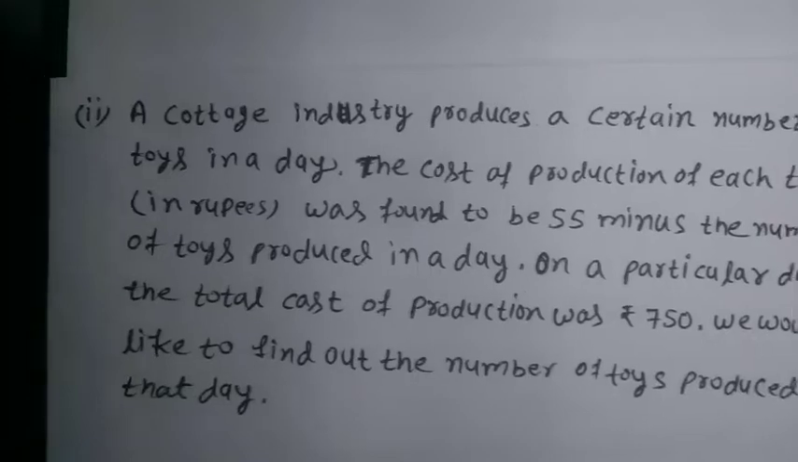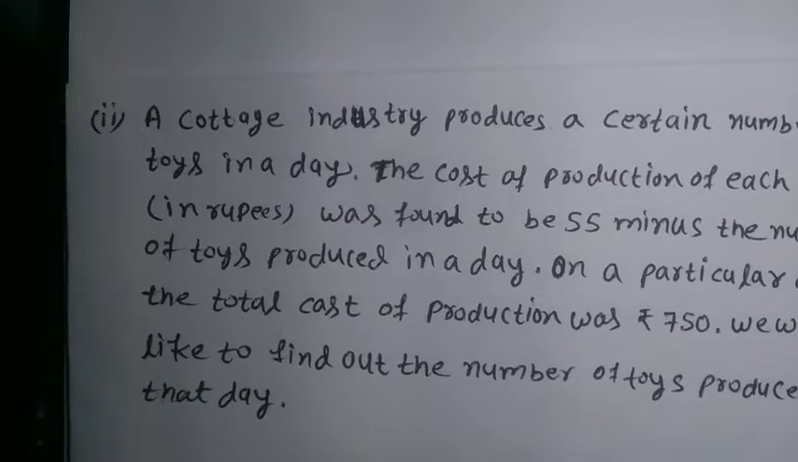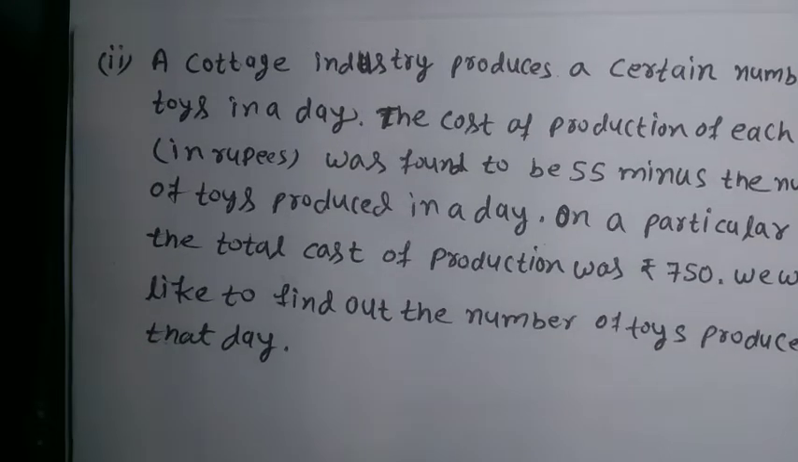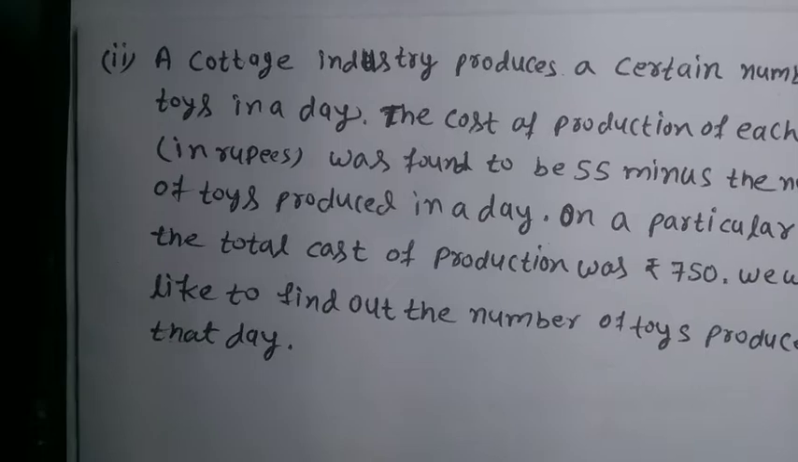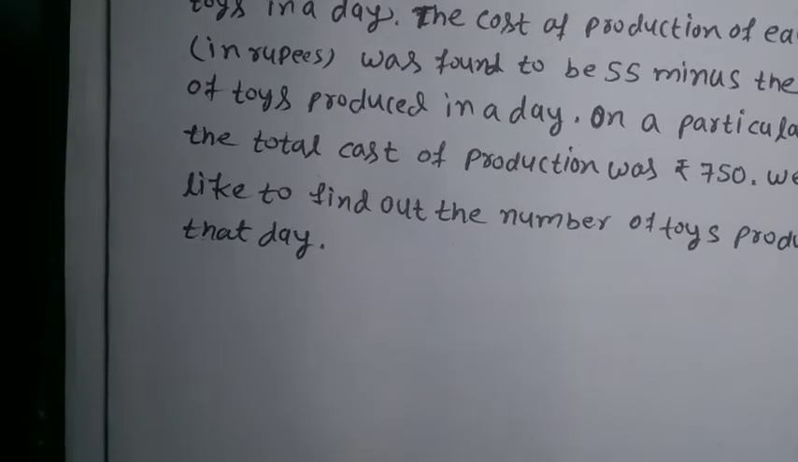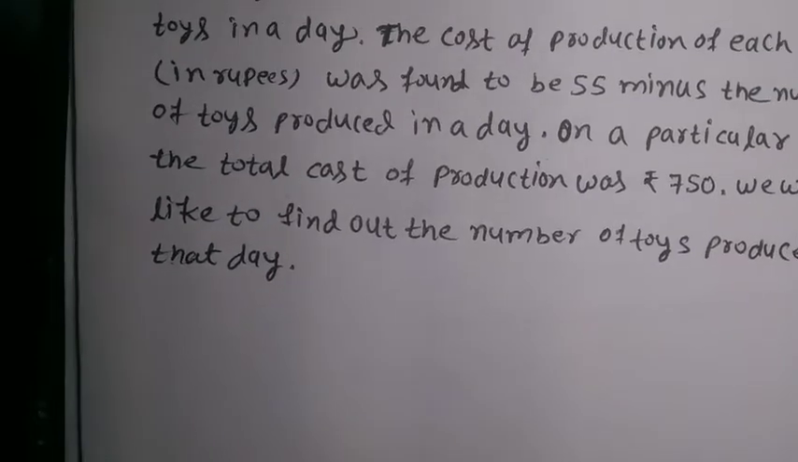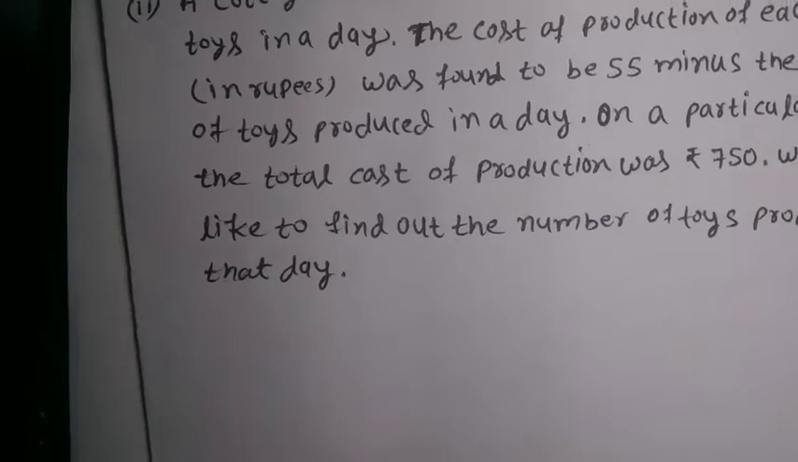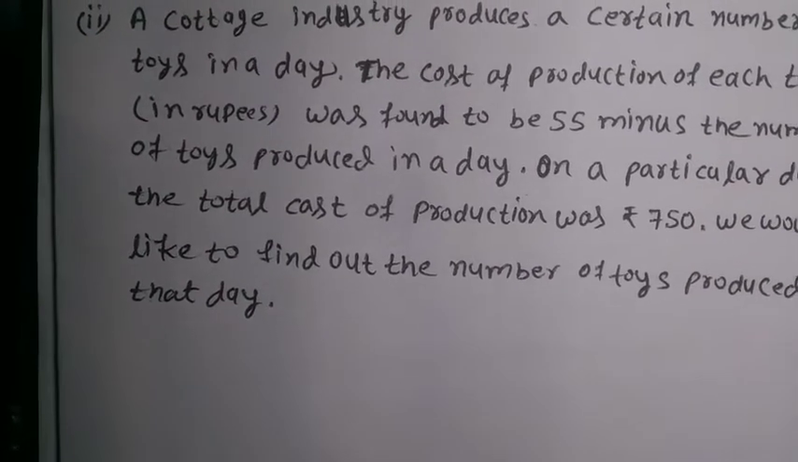It means that if the number of toys produced in a day is equal to x, then the cost of production of each toy on that day will be 55 minus x rupees, because it is 55 minus the number of toys produced in a day. Okay, so we write here the solution.